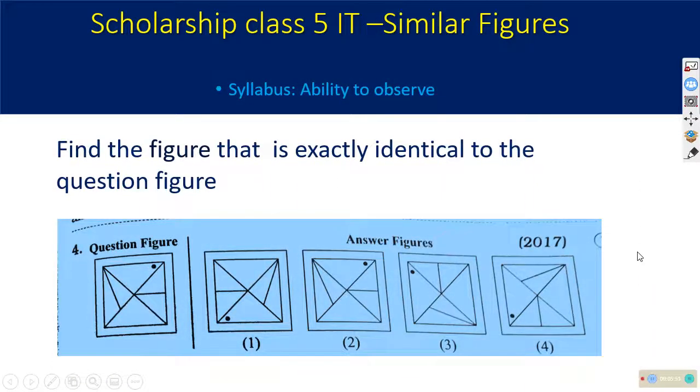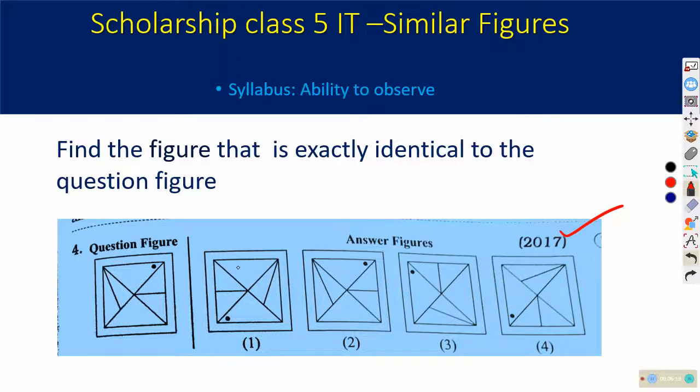Here is another set of figures. Again, there is a question figure and answer figures are given. This is a question which came in the question paper in the year 2017, not made by me. Here, you will apply the same thing. You will simply pause the video now. Take your own time, but it should not be more than 30 seconds, and come back and get the answer. I am going with my own way of thinking and explanation. My way of thinking and your way of thinking can be different, but the answer will be the same.